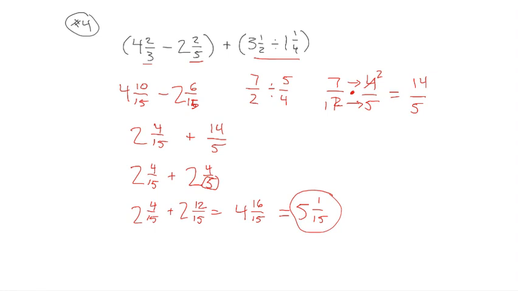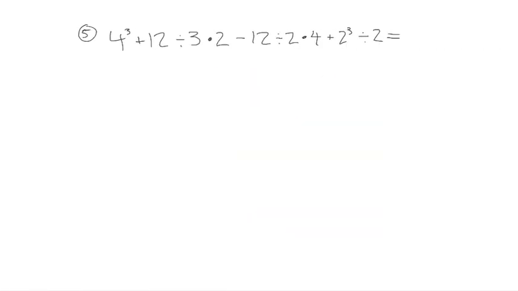Okay, I'm going to go on to number 5 now. This is a long order of operations problem. And we have 4 to the 3rd power plus 12 divided by 3 times 2 minus 12 divided by 2 times 4 plus 2 to the 3rd power finally divided by 2.